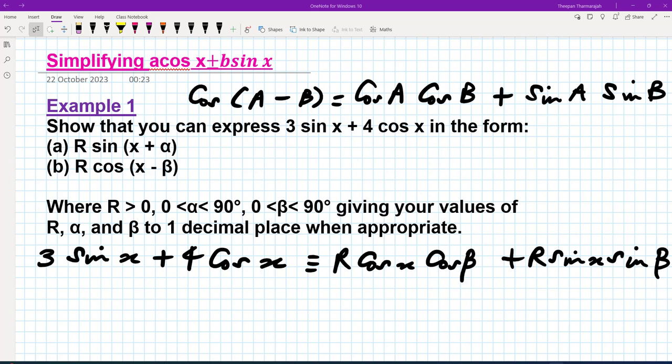So for part B, we're going to use the identity that cos(A minus B) is cos A cos B plus sin A sin B. So in our case, 3 sin x plus 4 cos x. If you expand the brackets, you will get r cos x cos beta plus r sin x sin beta. So if we equate the coefficients, we can see the coefficient of sin x is 3. So we can say 3 is exactly the same as r sin beta.